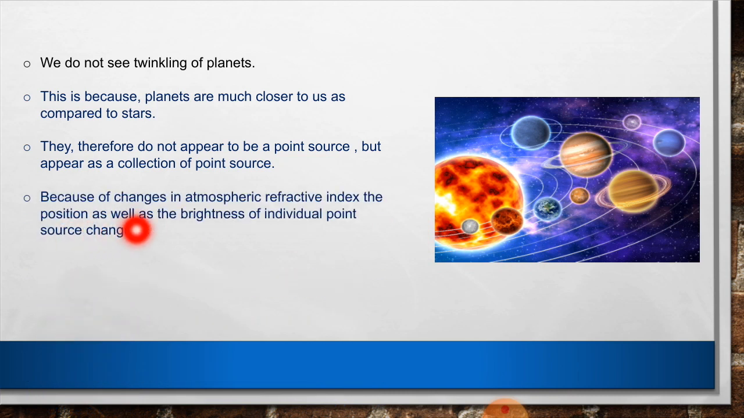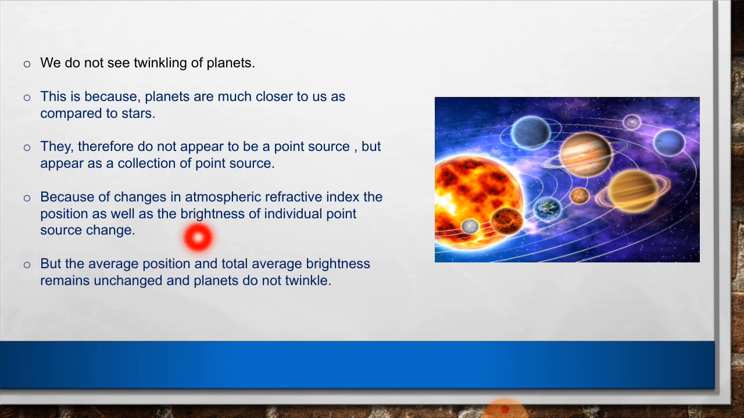Because of the changes in the atmospheric refractive index, the position as well as the brightness of an individual point source changes. But the average position and the total average brightness remain unchanged and the planet does not twinkle. Okay, this will be asked in your exam, so be prepared for this: why planets do not twinkle.